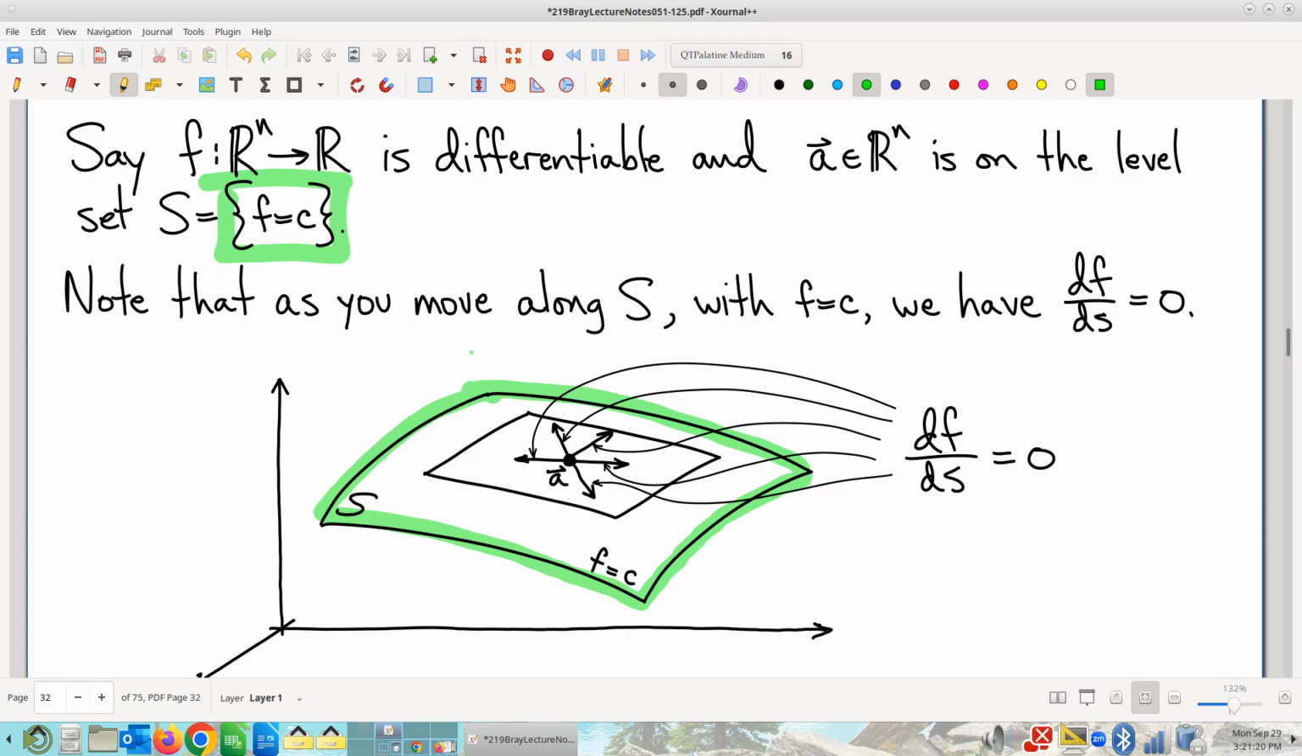Okay, so let's ask the question: if I'm at a point on that level set, such as that one in purple, and if I start moving with a velocity that is a tangent vector, how fast is f changing? Now this is just an academic question. Let's just think it through.